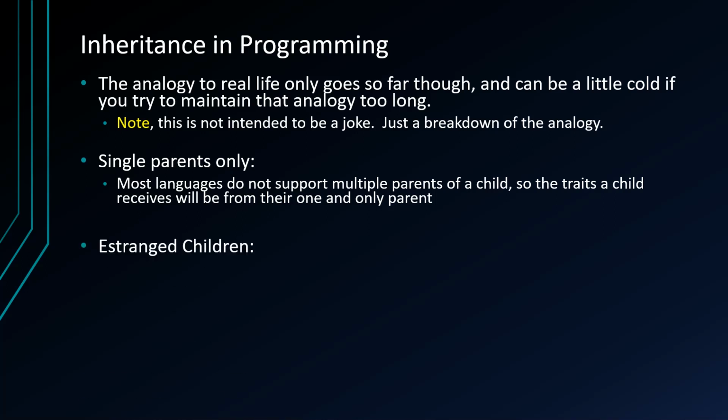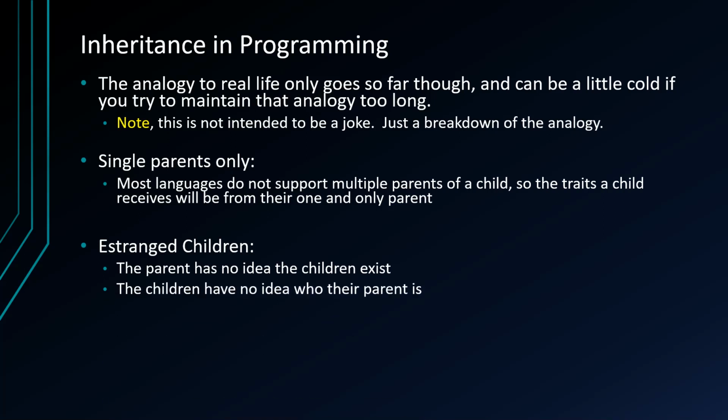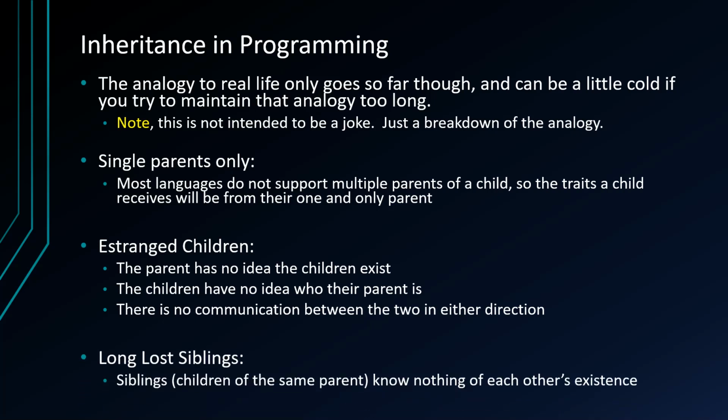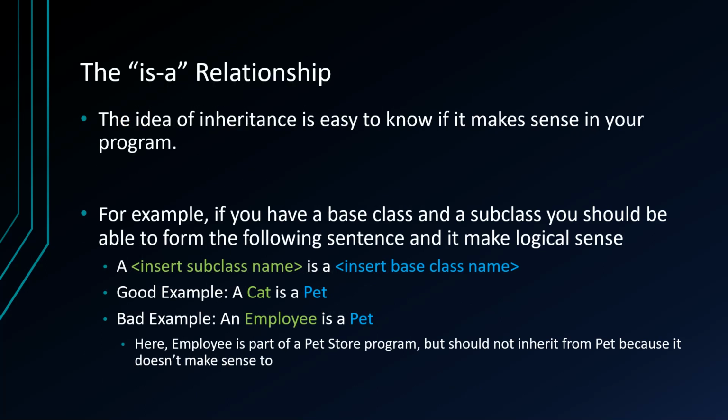Okay. Estranged children. The parent has no idea that the children even exist. The children have no idea who their parent is. There is no communication between the two in either direction. I'll just let that one sit there for a second. And finally, long-lost siblings. Siblings, or children of the same parent, know nothing of each other's existence. I know this is kind of terrible, but that's the way it works, and unfortunately that's the way the analogy keeps flowing. But anyways, let's move on.